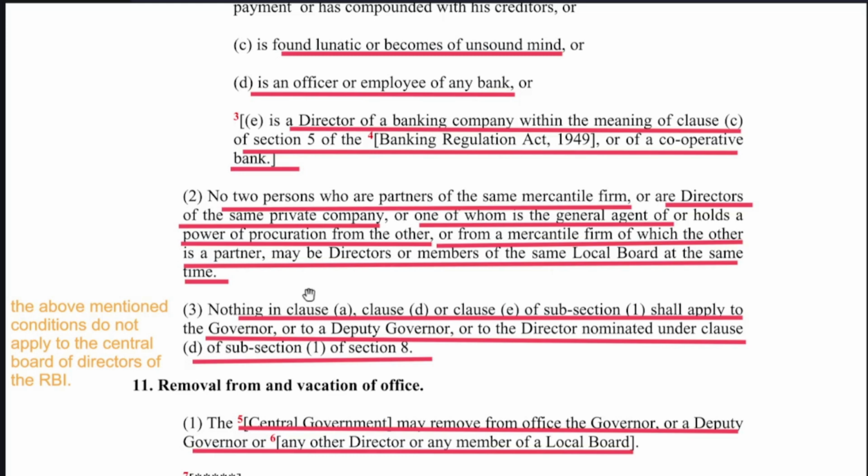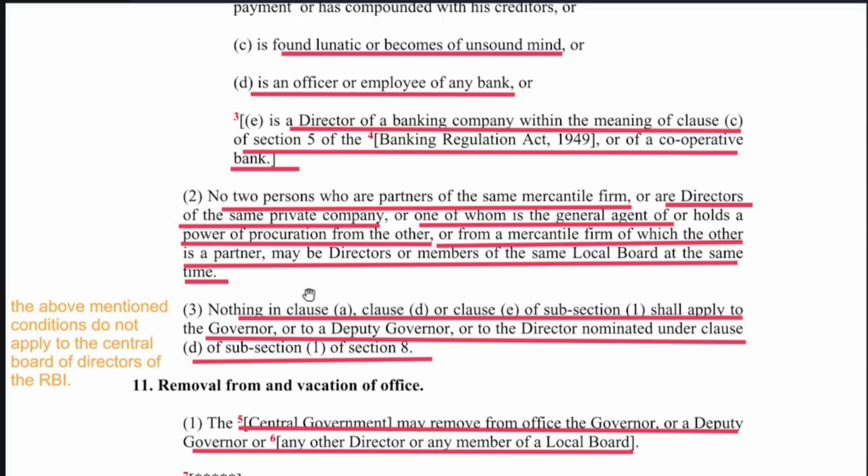Meaning there were two persons who are the partners of the same firm, or who are the directors of a private company, or one who is the principal and the other is the agent. If the two persons share a master-agent or principal-agent relationship, they also cannot be the members of the local board at the same time, meaning thereby both the said persons cannot be the members of the same local board at the same time.